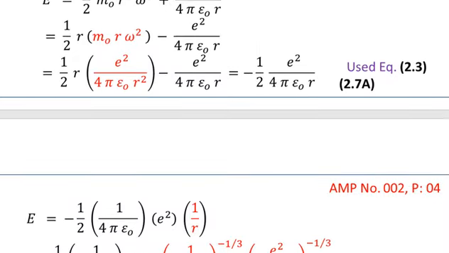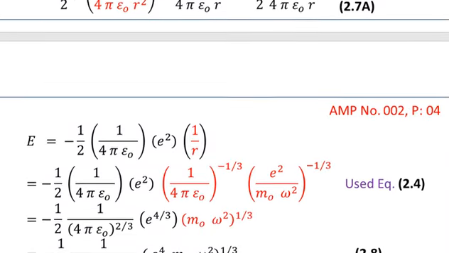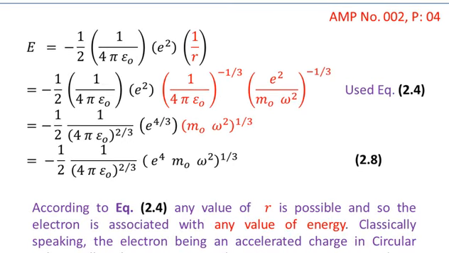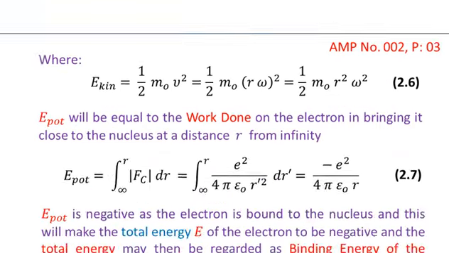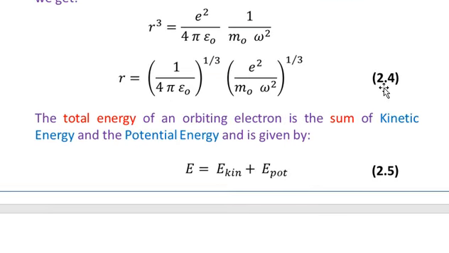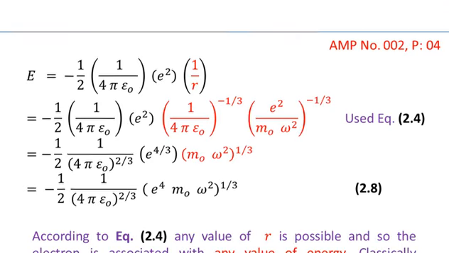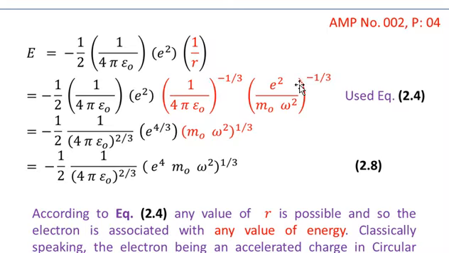Here I can represent 1 over r as a separate quantity, as shown over here. I have shown 1 over r separately because I wanted to replace the value of r by using equation number 2.4. So let me show you equation number 2.4. This is equation number 2.4, where I have obtained the value of r. This is the expression for the value of r, and I am using this expression of r in the equation over here. You see that the value shown in red is actually the value of r taken from equation number 2.4.